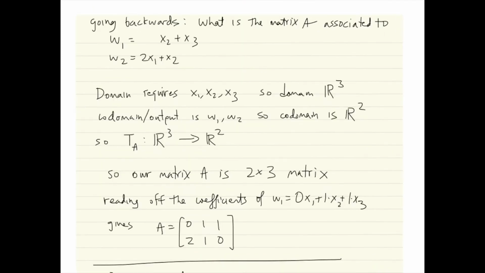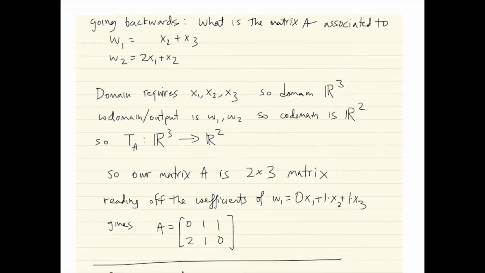Okay, now let's go backwards. Suppose we were given a linear transformation where the outputs were W1 and W2 and were given by such formulas. What is the associated matrix? Okay, so we notice that here we're requiring 3 variables, x1, x2, and x3, and so the domain is going to be R3, the input. Again, domain stands for the set of inputs.